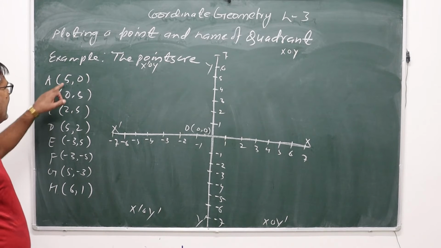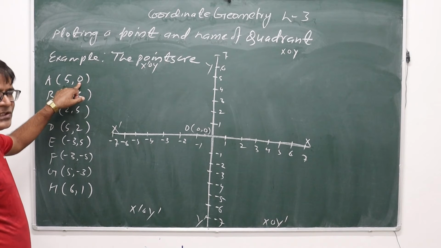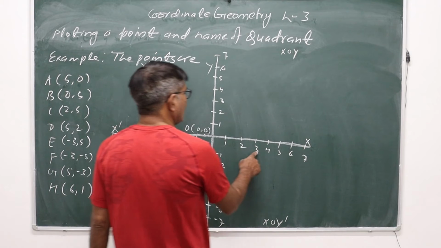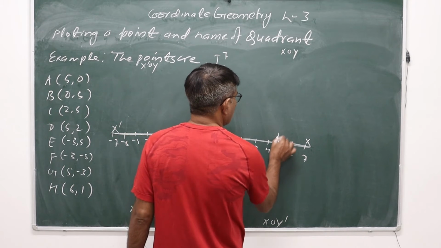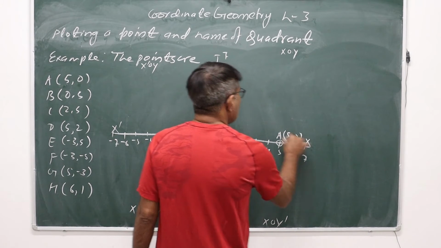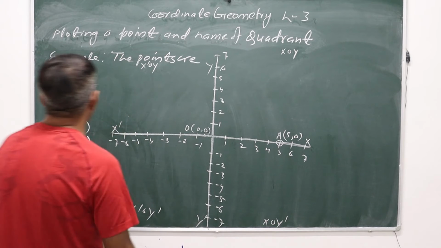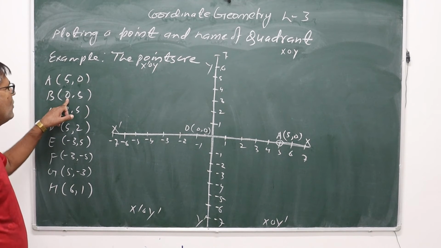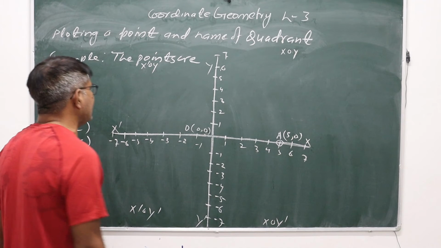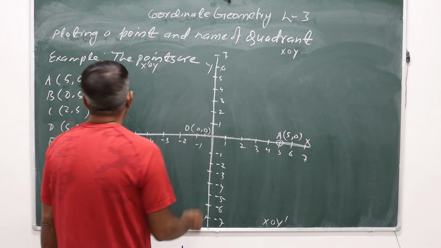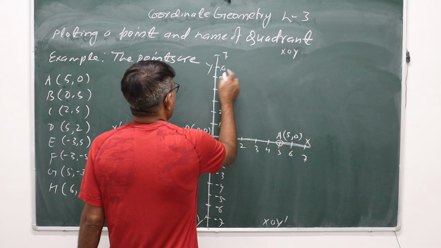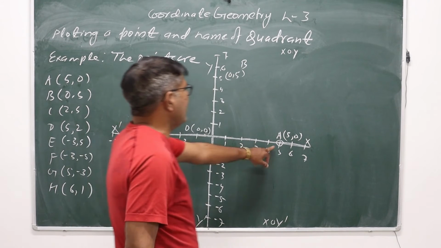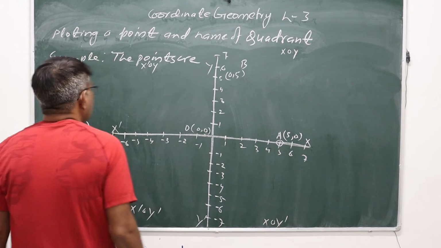If the x coordinate is positive and y coordinate is 0, then this will lie on the x-axis. So 1, 2, 3, 4, 5. This point, let us suppose A, is (5, 0). If the y coordinate is 0, then the point lies on the x-axis. Now second point (0, y). If the x coordinate is 0, then this lies on the y-axis. So 1, 2, 3, 4, 5. This is (0, 5). So this is your B point. So this is on the positive x-axis. This is on the positive y-axis.